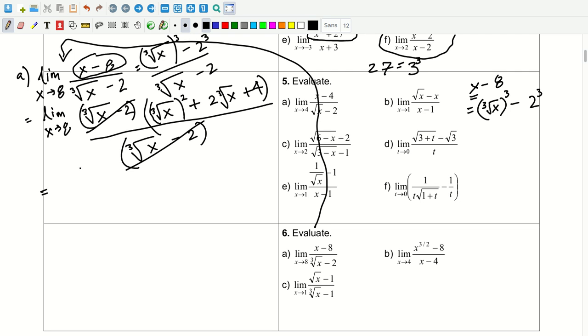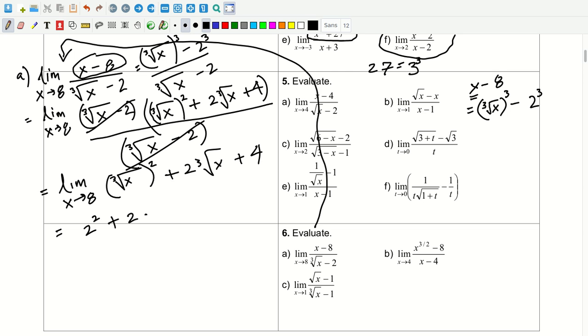Okay, and I end up getting this weird set of terms. Limit as x approaches 8 of the square of the cubed root of x plus 2 cubed root of x plus 4, okay, and in the end I can just plug in 8. So why don't I just do that? So the cubed root of 8, that's 2, right? Because 2 times 2 times 2 is 8. So the cubed root of 8 is 2. So 2 squared plus 2 times, again, the cubed root of 8, which is 2, plus 4. 4 plus 4 plus 4 is 12. Okay, so no more fractions.